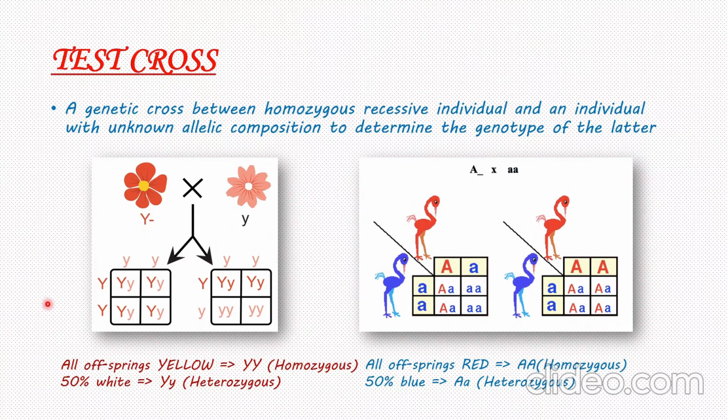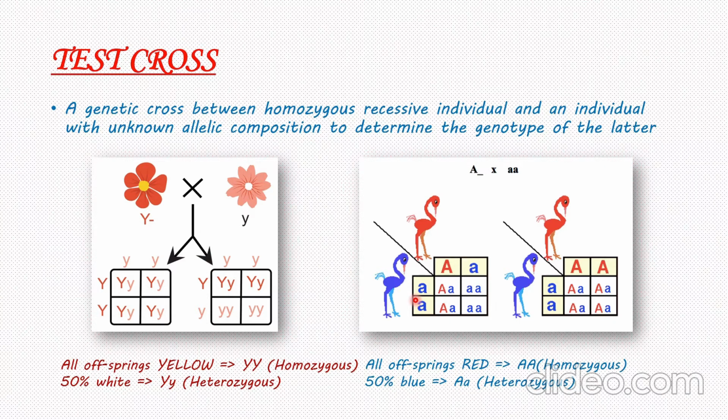So after the cross, in case you observe all the offsprings having the yellow center, then you have plucked a homozygously dominant flower with the genotype of capital Y capital Y. In case you could also find 50% of white-centered flowers in the offsprings, then you had plucked the heterozygously dominant flower of composition capital Y, small y. Please have a look at the Punnett square for more clarity.